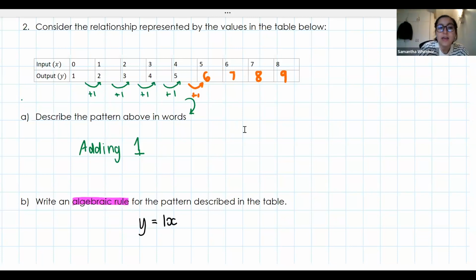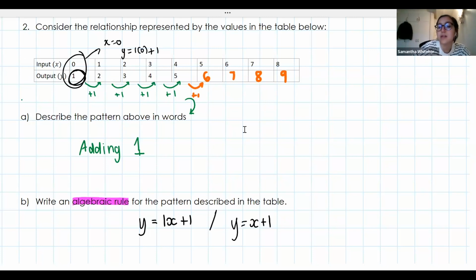And then that isn't taking us to our output. If we take our first one and we substitute in x equals 0, y is equal to 1 times 0 gives us 0. I still need to add 1 in order to get the output that I want. And so that's what Sanduake told us, y is equal to 1x plus 1. If you wrote this as y is equal to x plus 1, that is absolutely fine, but so is 1x plus 1. Both of them are perfectly fine.